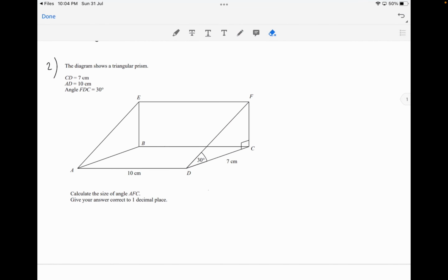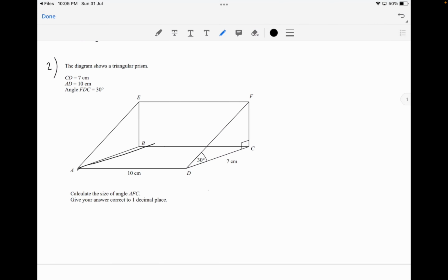So now the next question states that the diagram shows a triangular prism, where we know the length of CD is equal to 7 centimeters, and we know that AD is equivalent to 10 centimeters. Angle FDC is equal to 30 degrees. We have to calculate the size of angle AFC. So what we're going to do is draw another triangle, where we're going to write AFC.